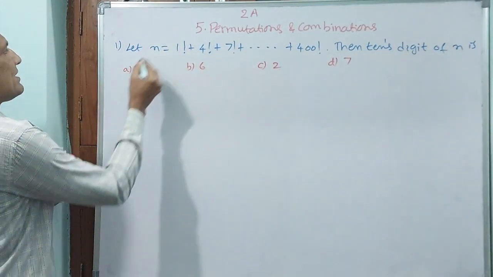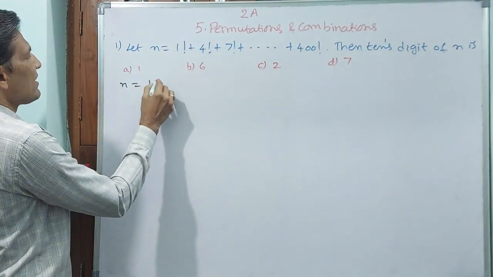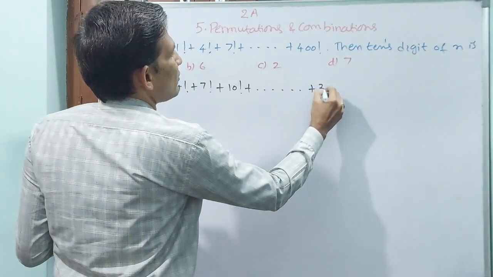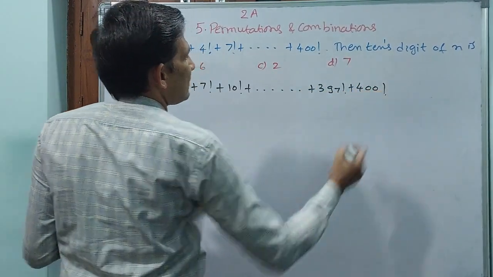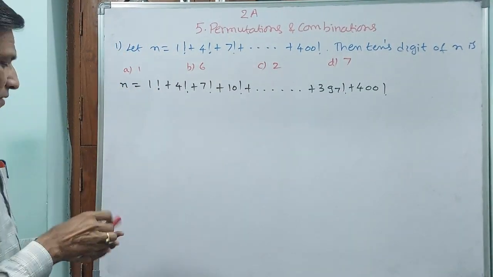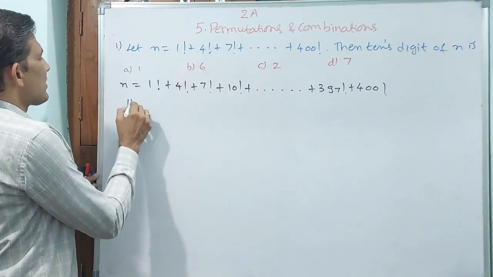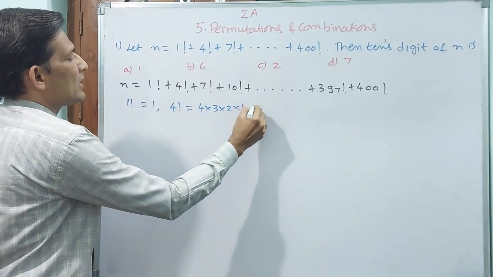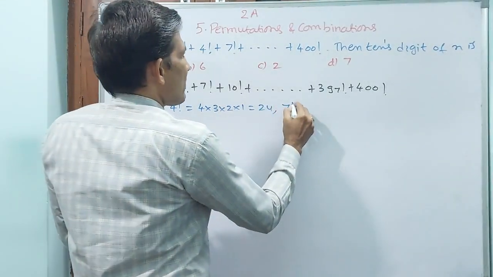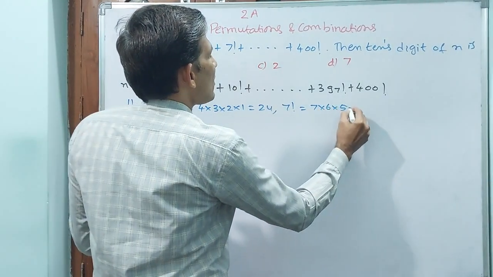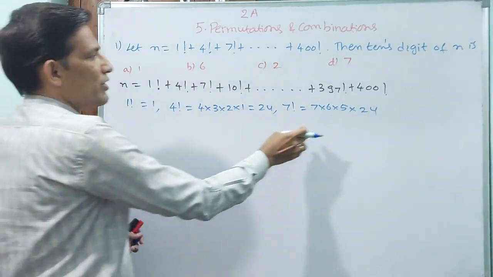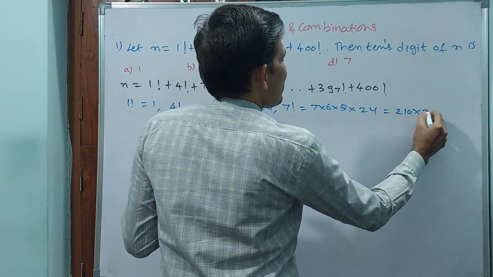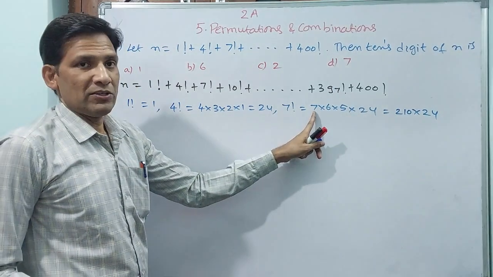First, n is equal to 1 factorial plus 4 factorial plus 7 factorial plus 10 factorial plus up to 397 factorial plus 400 factorial. Now one by one we will write. 1 factorial is equal to 1, and 4 factorial is 4 into 3 into 2 into 1, that is 24. Then 7 factorial is 7 into 6 into 5 into 24, because 4 factorial we already found. 6 fives are 30, 30 into 7 is 210, and 210 into 24.